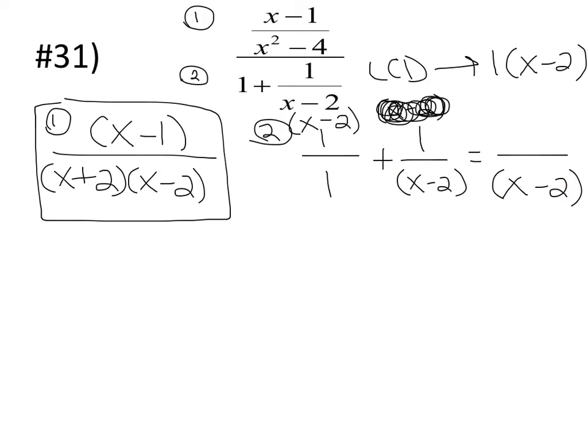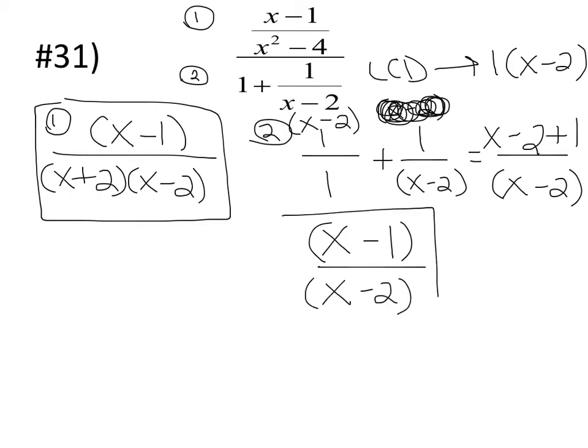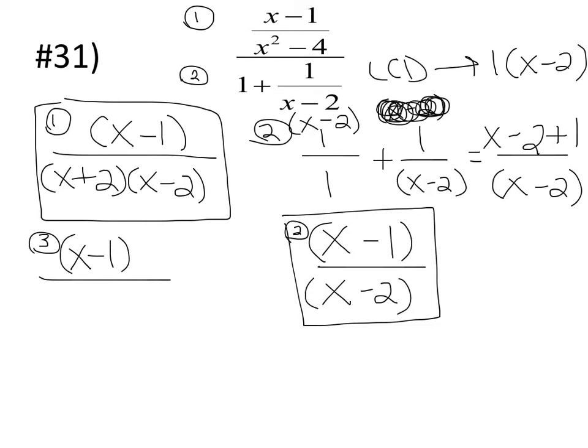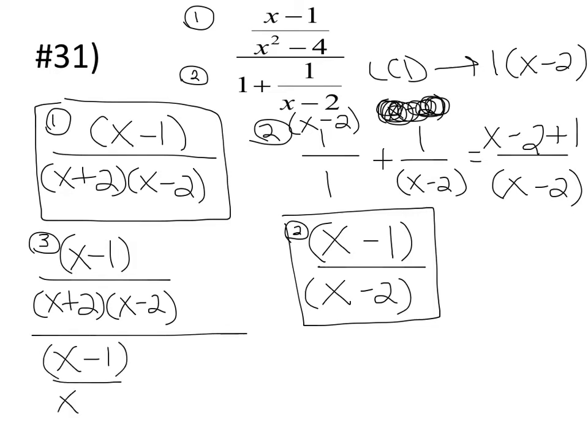So I have 1 times x minus 2, which is just x minus 2, and then plus 1. So to clean that up, I get x, negative 2 plus 1 is negative 1, so x minus 1 over x minus 2. This is my new denominator. So step 3, write them together. x minus 1 over x plus 2, x minus 2, all over x minus 1 over x minus 2.